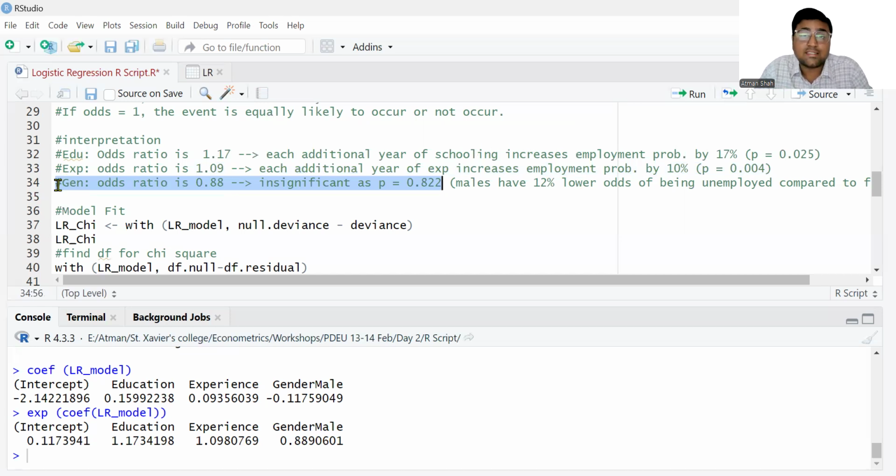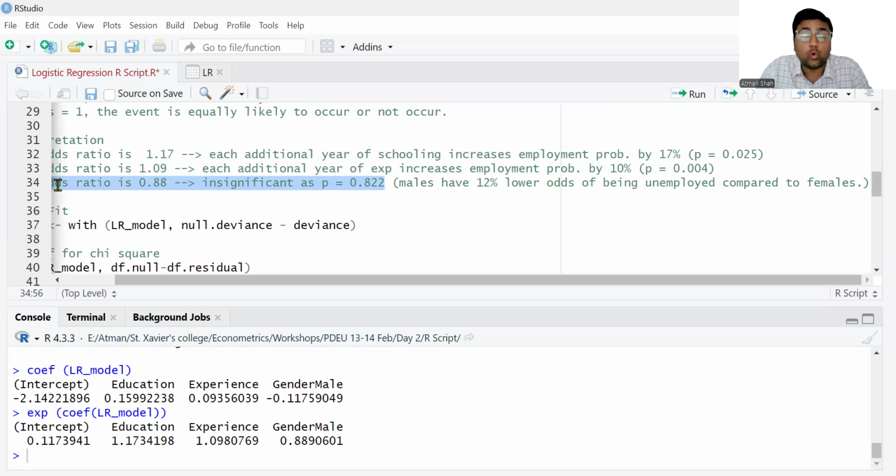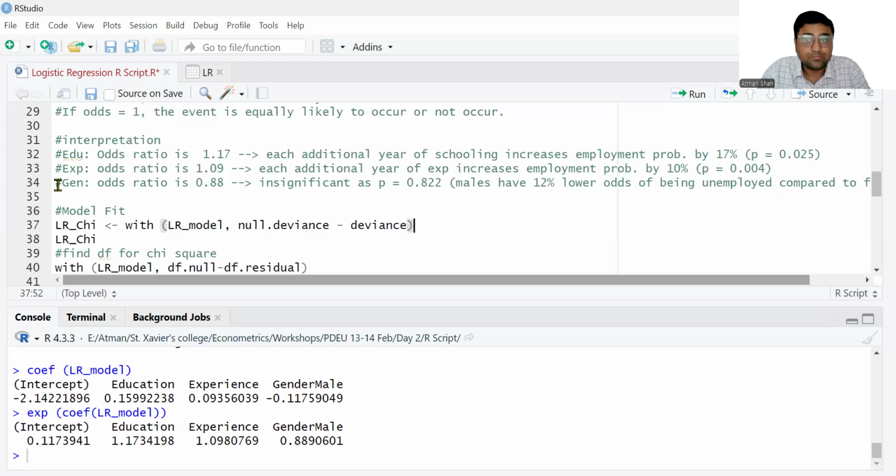But suppose it is statistically significant, then how do you interpret this? It says that males have 12% lower odds of being unemployed compared to females. Since this value is less than 1, we compare the reference category, that is males, to females. And if your reference category is females, then you compare it to males. So it says that males have 12% lower odds of being unemployed compared to females, if it is statistically significant.